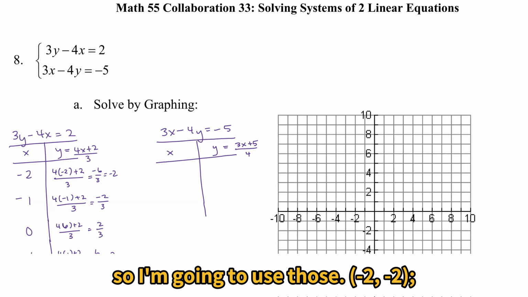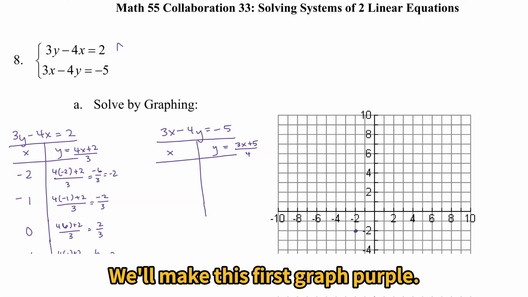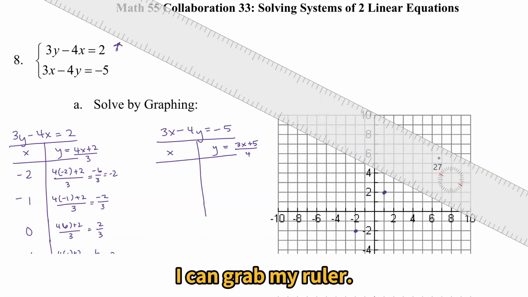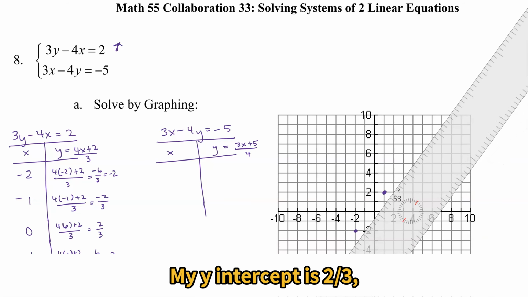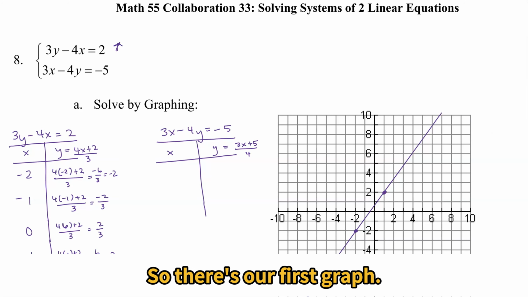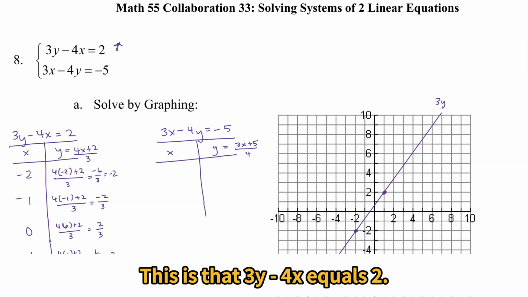Negative 2, negative 2, and we'll make this first graph purple. And then 1, 2 there. And I can grab my ruler. My y-intercept is 2/3, which is pretty awkward. So graphing with slope-intercept form is going to be a little tricky. So there's our first graph. This is that 3y minus 4x equals 2.